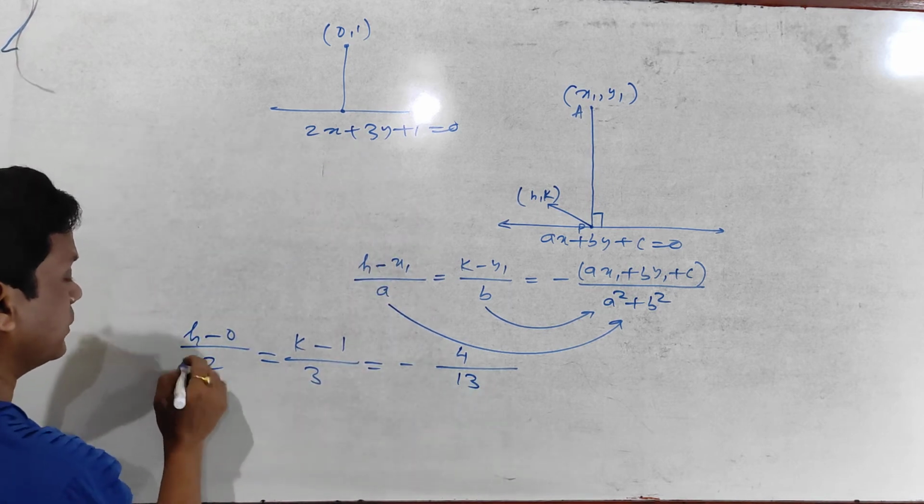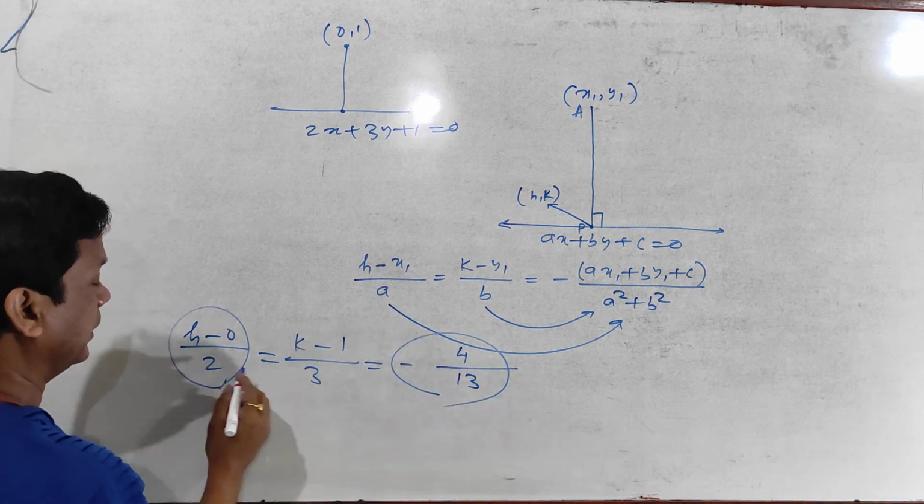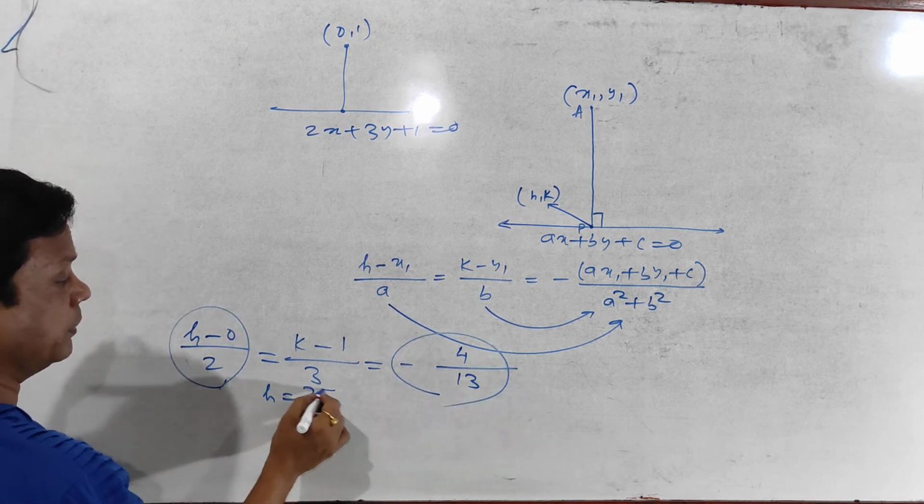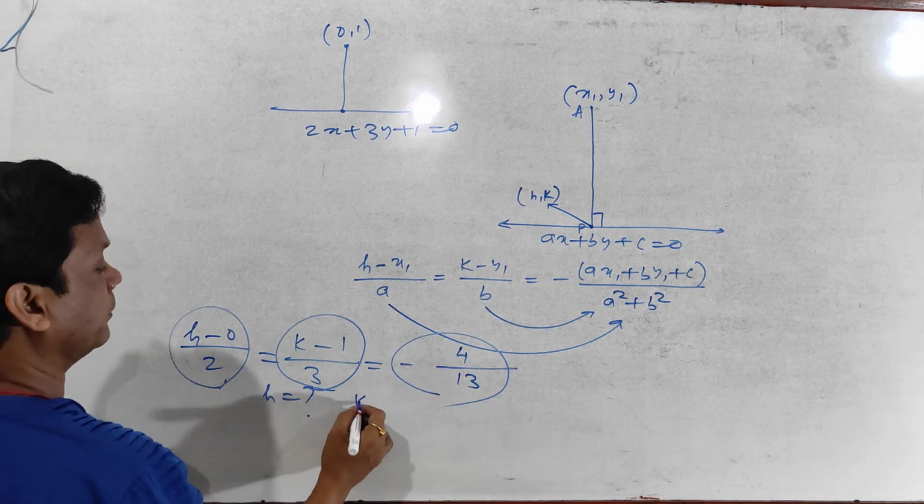Now solving this, h by 2 is equal to minus 4 by 13, so you can find the value of h. Simply, k minus 1 by 3 is equal to this one, so you can find the value of k.